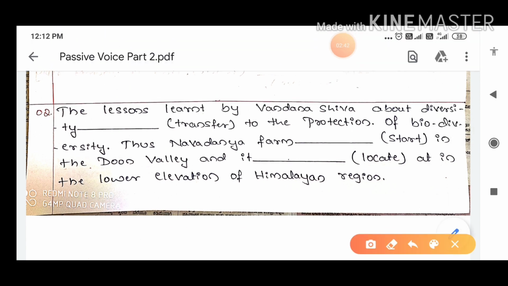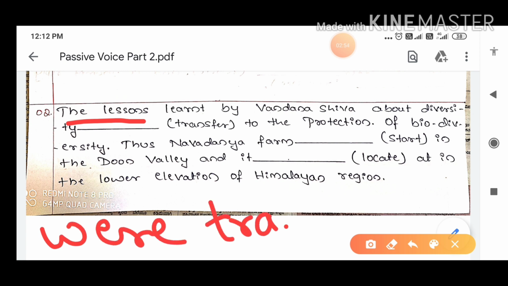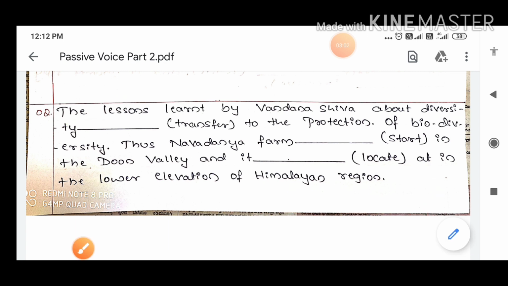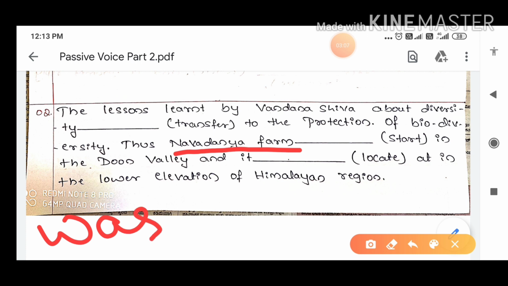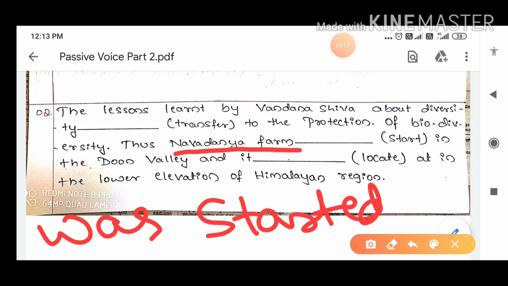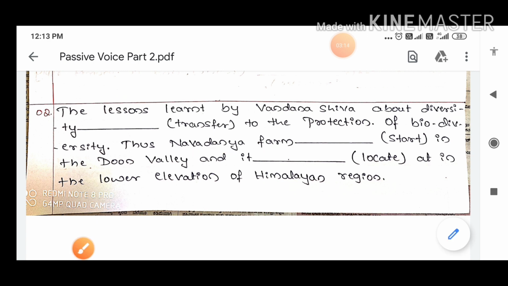The lessons learned by Vandana Shiva about diversity. So here the word lessons stands for plural, so we make use of were transferred. V3 of transfer is transferred to the protection of biodiversity. Thus Navadhanya farm stands for singular, so we make use of was, and V3 of start is started. Navadhanya farm was started in the Doon Valley.